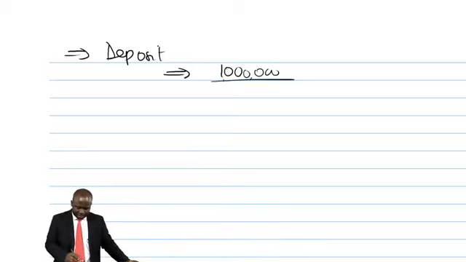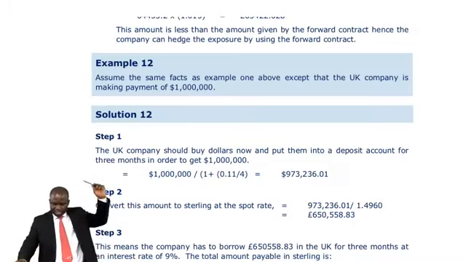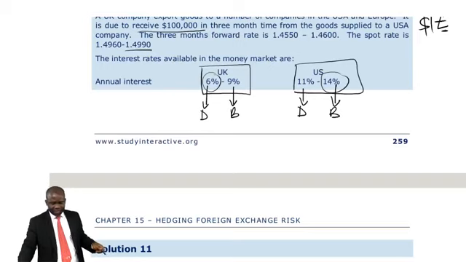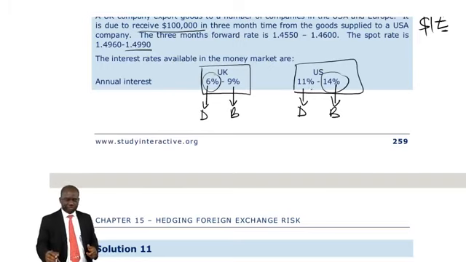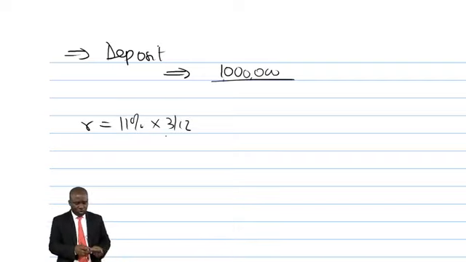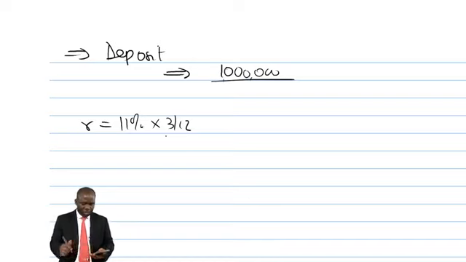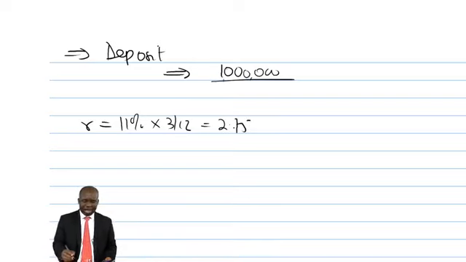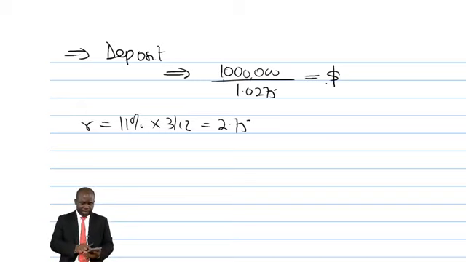If I am depositing in the US, we are using the same facts as the example above. If I'm depositing in US, I would get 11%. And that 11% is for the whole year. So I will say R should be equal to 11% multiplied by 3 over 12. So 11 by 4 is giving me 2.75. So this is 1.0275. How much money am I supposed to go and deposit? 1 million, 123 divided by 1.0275.